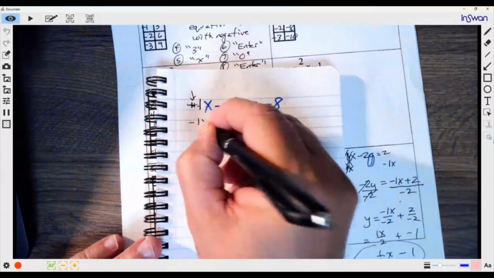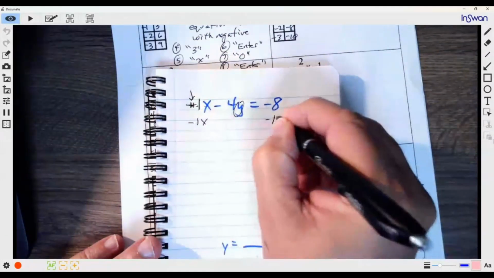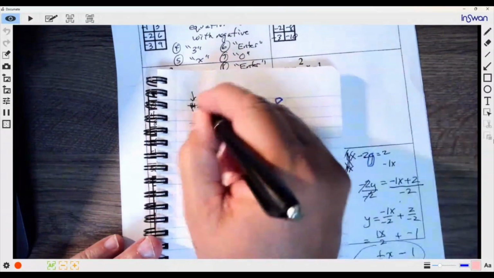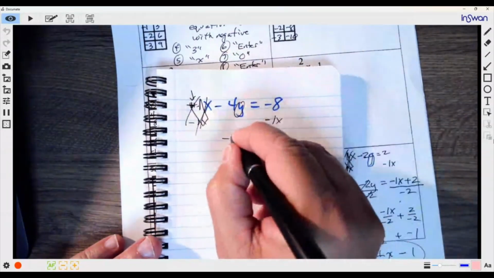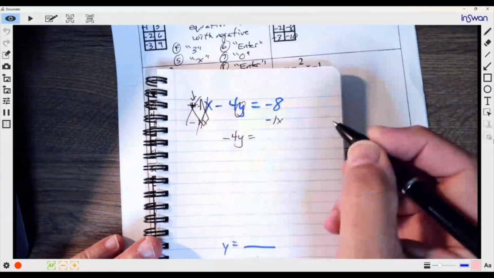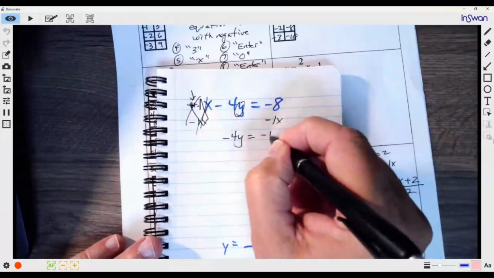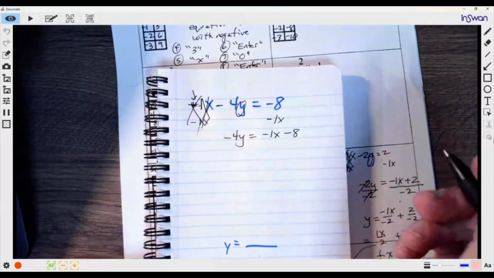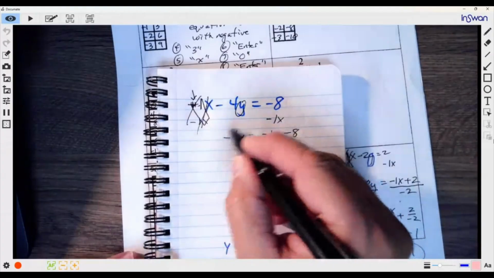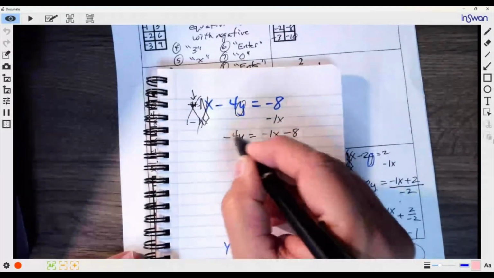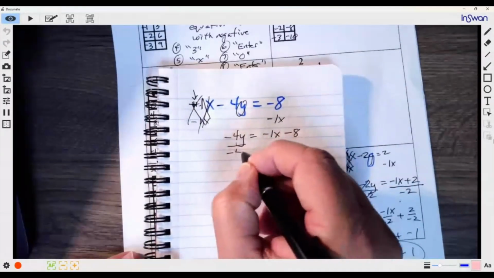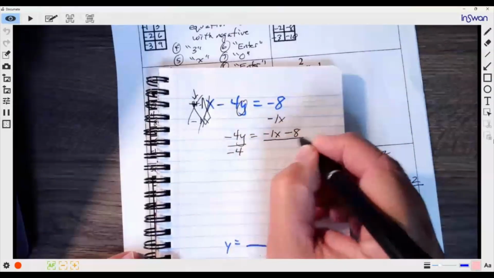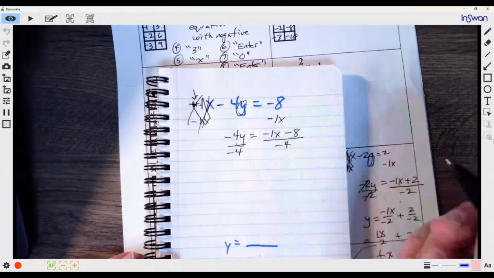So I'm going to subtract 1x and subtract 1x. These add up to 0. That leaves -4y equals, we put the x term first, -8. Then to get y by itself, we are multiplying by -4. So I'm going to divide this side by -4 and this entire side by -4.